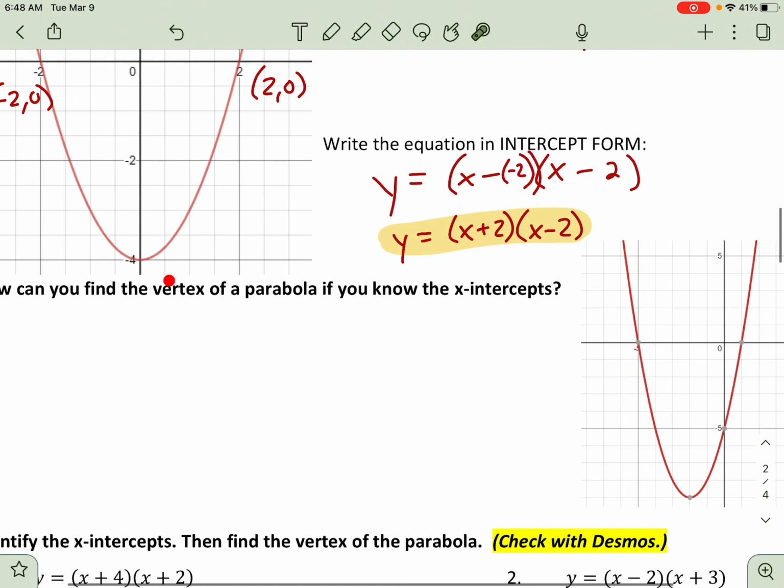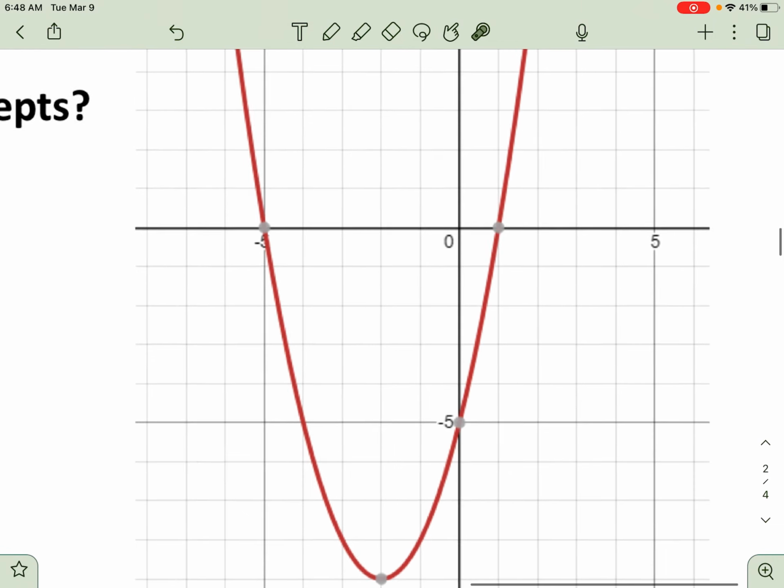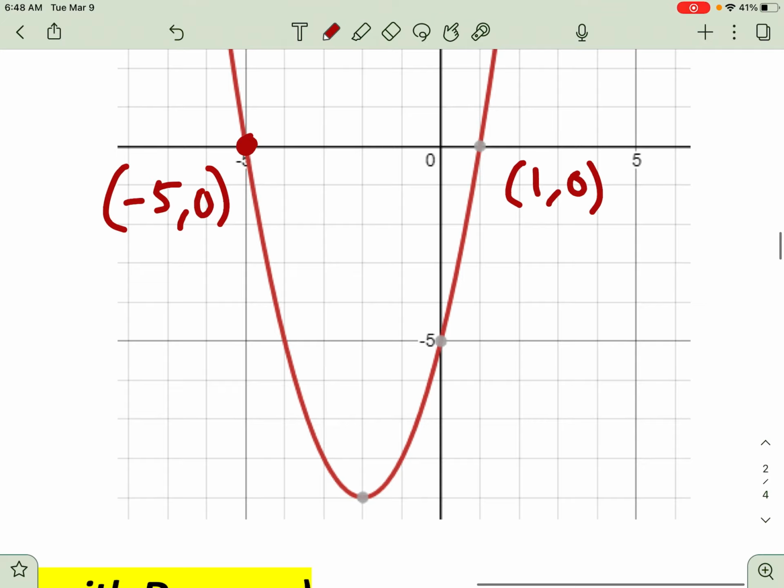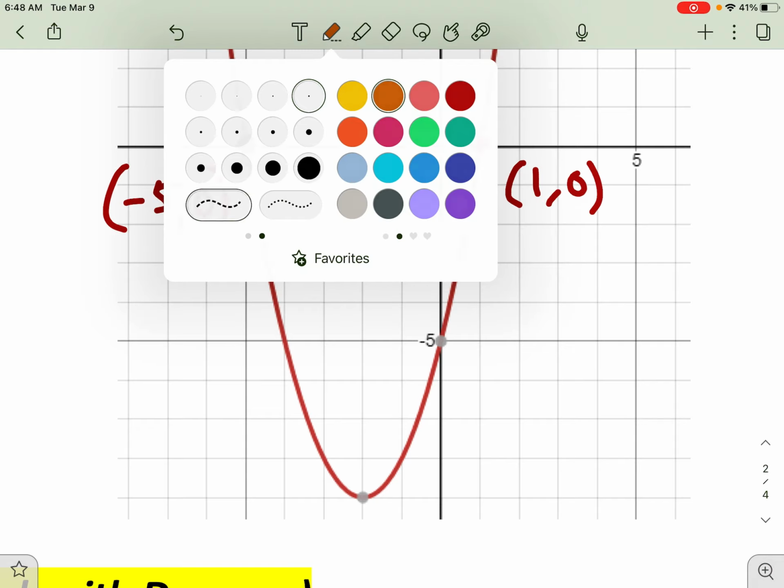Now, can you find the vertex of the parabola? Remember, the vertex, as we talked about, is the point, right? So can you find the vertex of a parabola if you already know the intercepts? Let's say the intercepts were -5, 0, and 1, 0. If you're looking at a graph, the vertex is always going to be on the axis of symmetry.